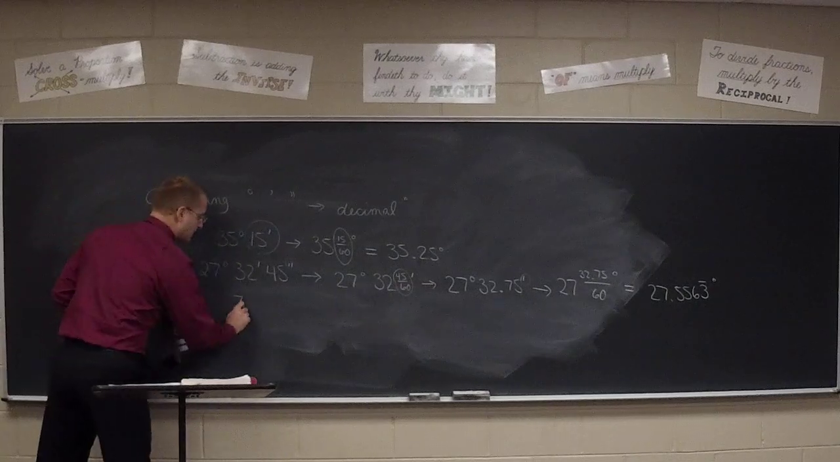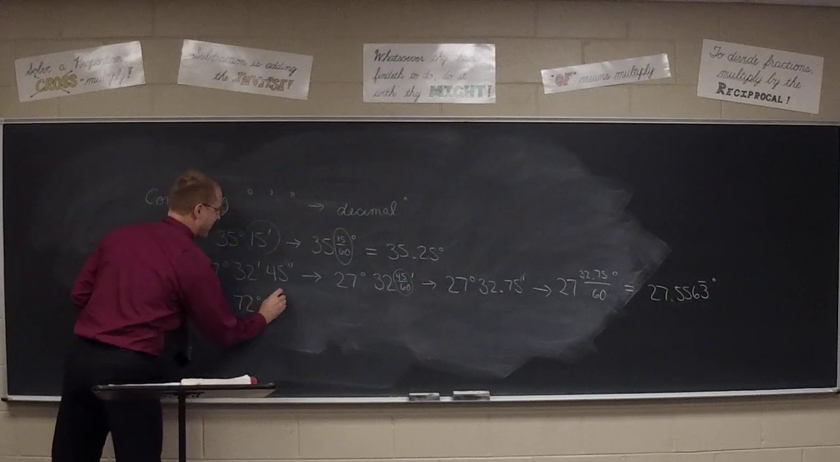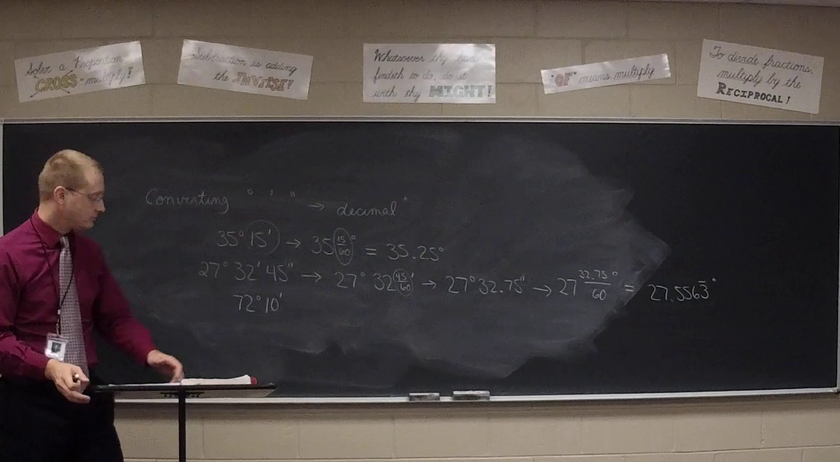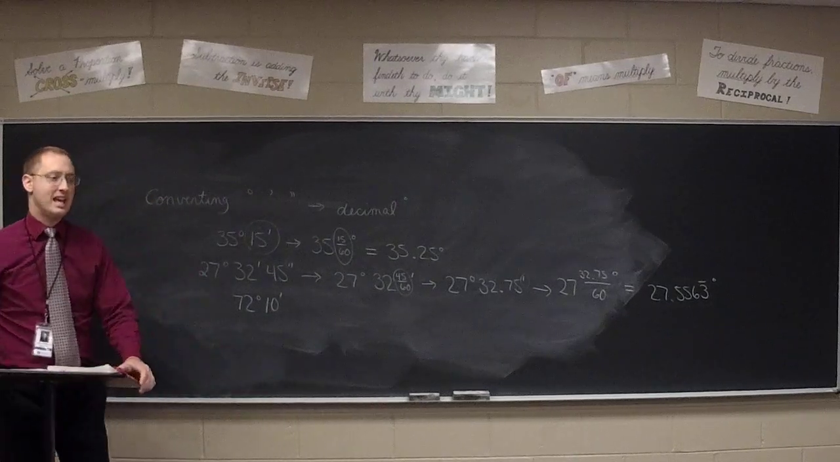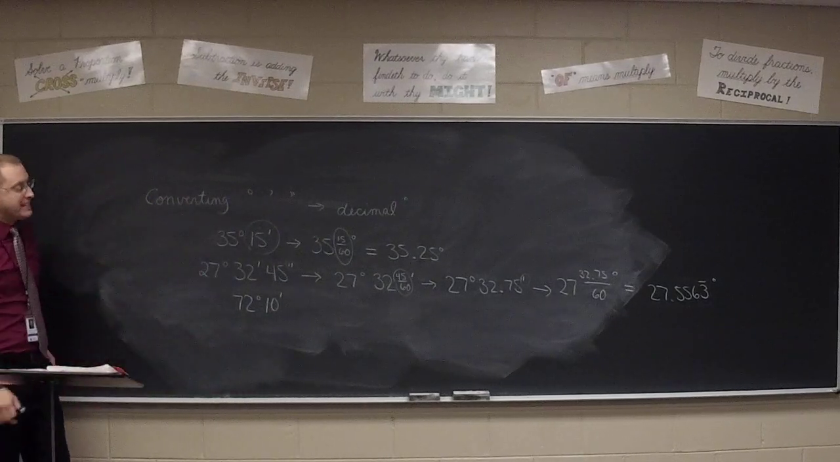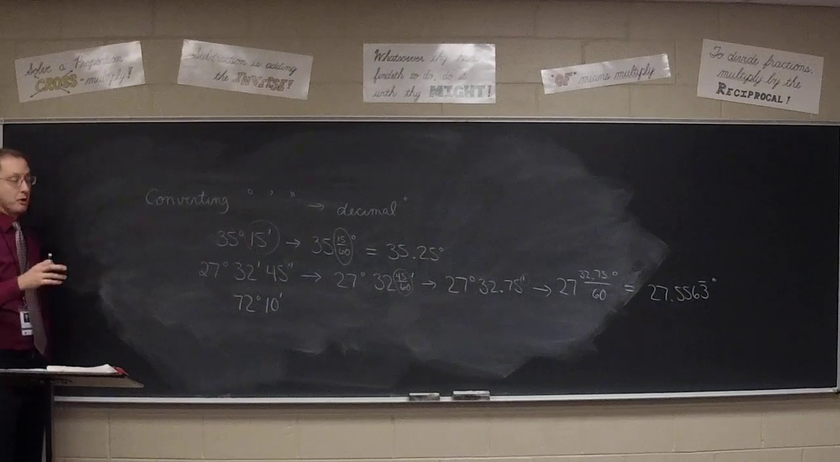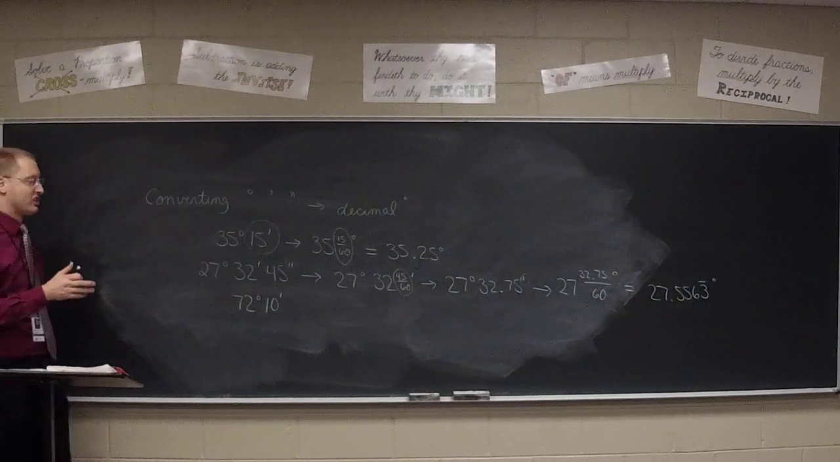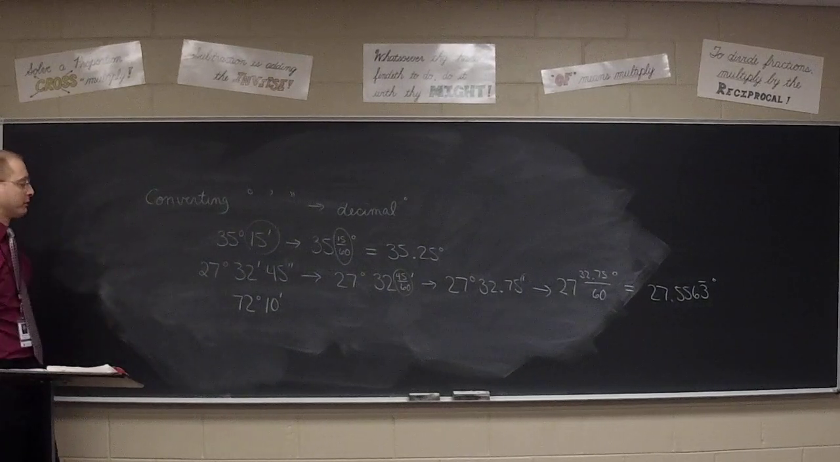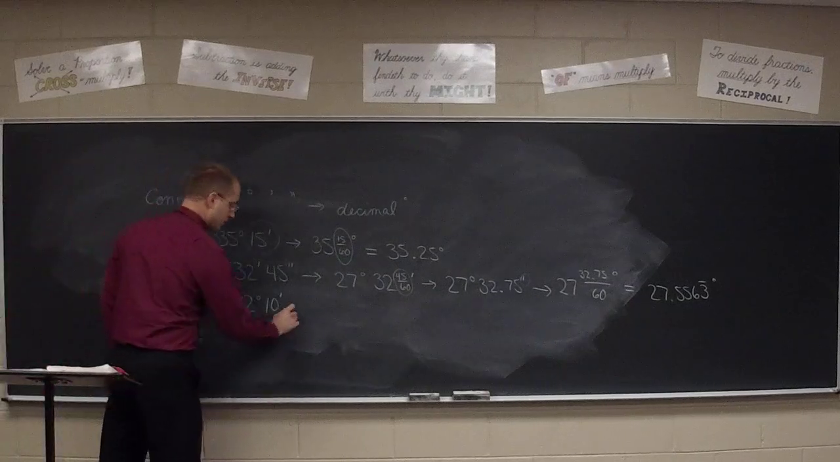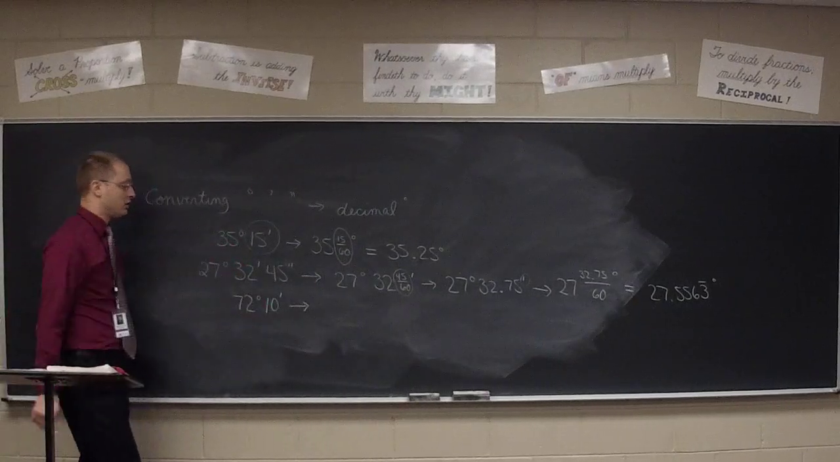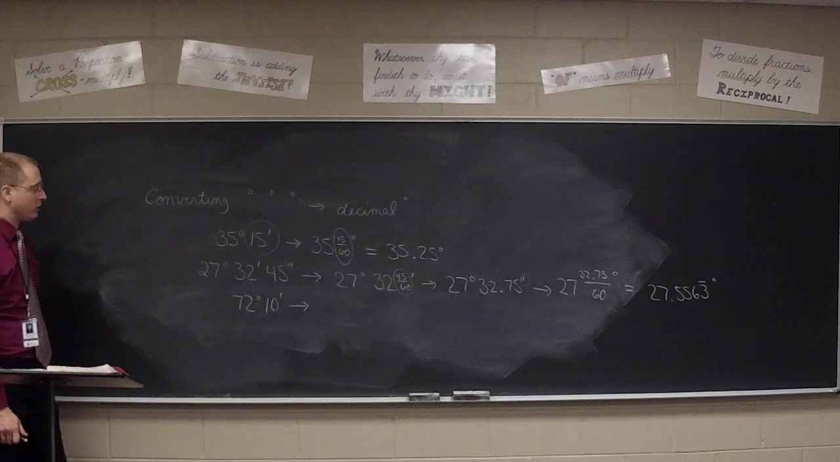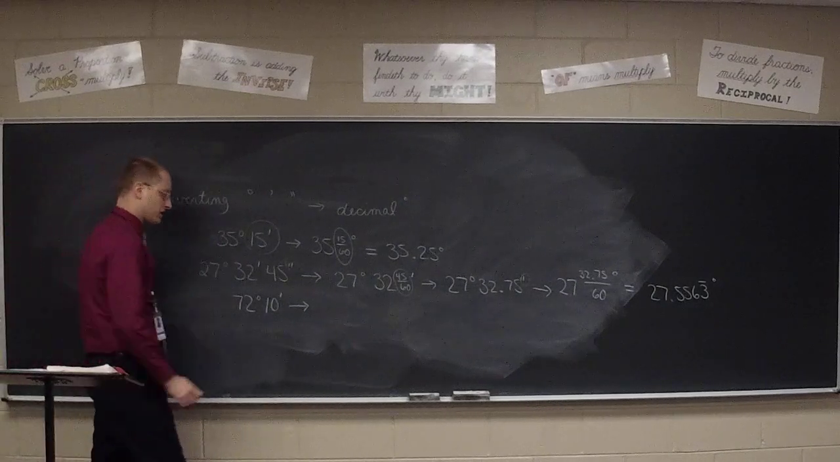Try this one at your seats. 72 degrees, 10 minutes. Again, if a decimal repeats, I would prefer the repeating part of the decimal as opposed to just blah, blah, blah, if possible. We take the smallest unit, going over 60.